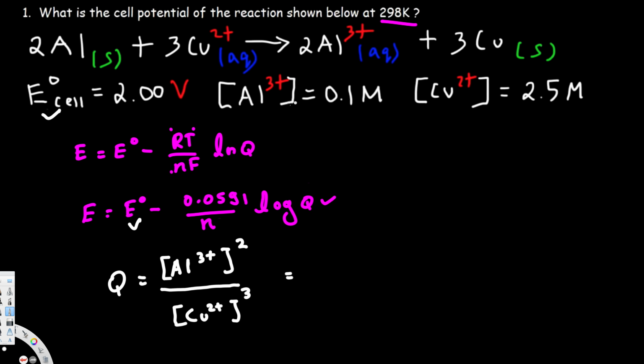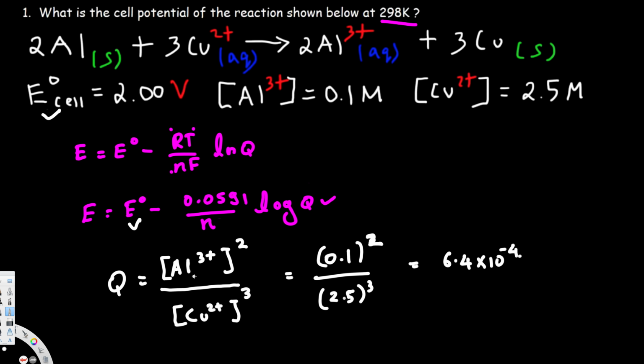Now let's plug in the values. So we have the values right here. Al3+ is 0.1, so 0.1 squared over Cu2+ cubed, that is 2.5 cubed. And if you calculate this one, you should get 6.4 times 10 to the power of -4. So this is our Q value. Now let's see how we can find the n value.